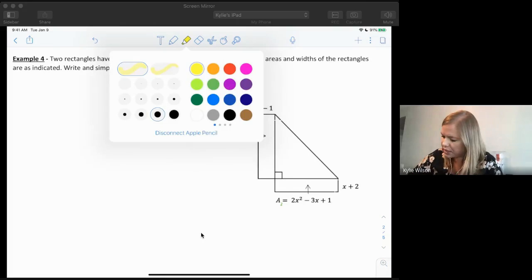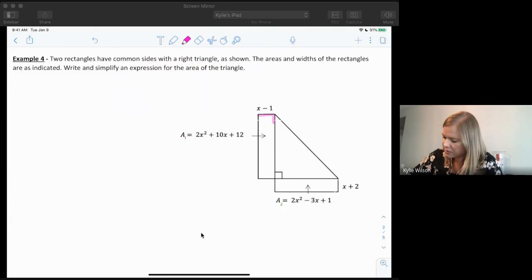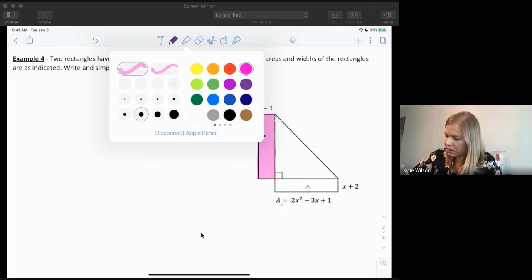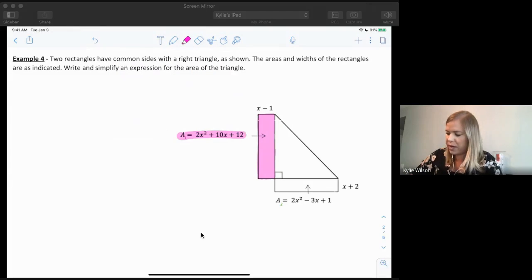To start, we have this rectangle here, and we'll color code it to make things a little bit easier for you guys to see. So our pink rectangle has an area of 2x squared plus 10x plus 12. That is our first area, area 1. And the width of this rectangle is x minus 1. In order to find some information on the triangle, we're going to need to find the height of the triangle. I'm just going to call that length 1 here.